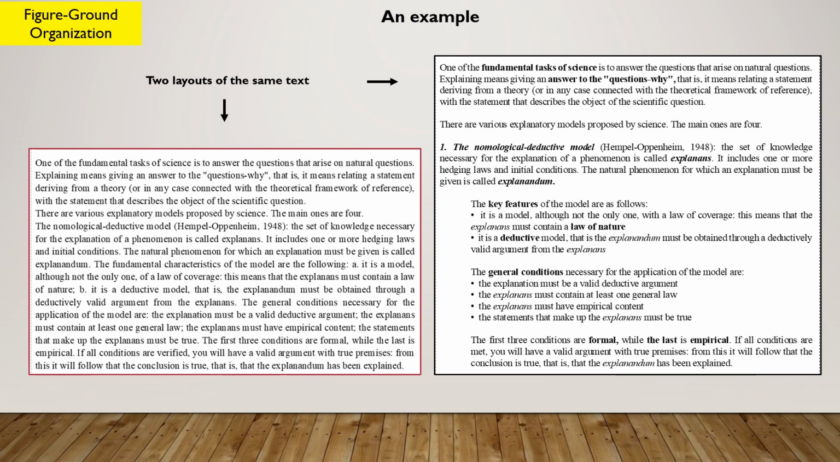To explain the principle of figure-ground organization, let's start with an example. A text is presented in two different ways. On the left without particular attention to layout, and on the right, on the contrary, according to criteria of spacing, highlighting and balancing of the parts. As you can see, the visual effects are very different and the reason is easy to explain.